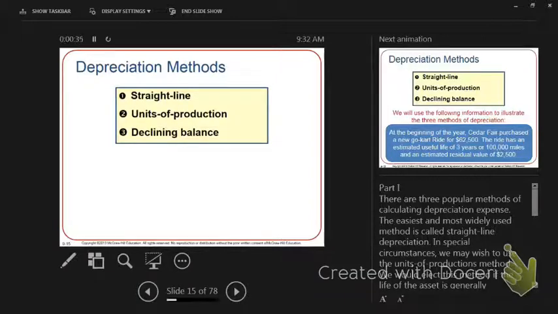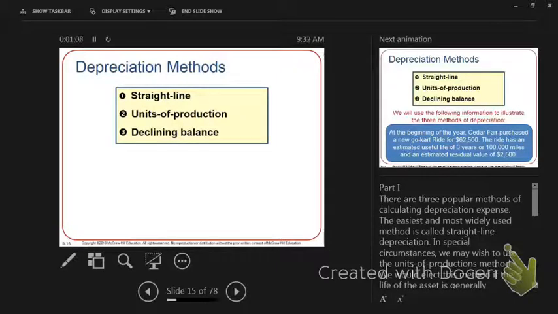Cost minus residual value, times units in year, divided by total units. Okay, what was the other formula I said you could use? Cost minus residual value, divided by total units, equals the depreciable rate, times units in year.